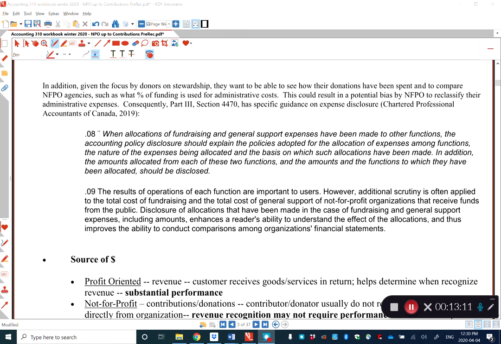Now, as alluded to, given the focus by donors on the stewardship or the management or running of the organization, they definitely want to be able to see that their donations have been spent appropriately, and they want to compare it to other not-for-profit organizations to see how much of the money that gets donated is spent on administrative expenses. And that can be quite high in various not-for-profit organizations. Sometimes in excess of 90% of the donations that you may make to a charitable organization would go towards the administrative fees. So potentially this could result in some kind of a bias by the not-for-profit organization to reclassify administrative expenses.